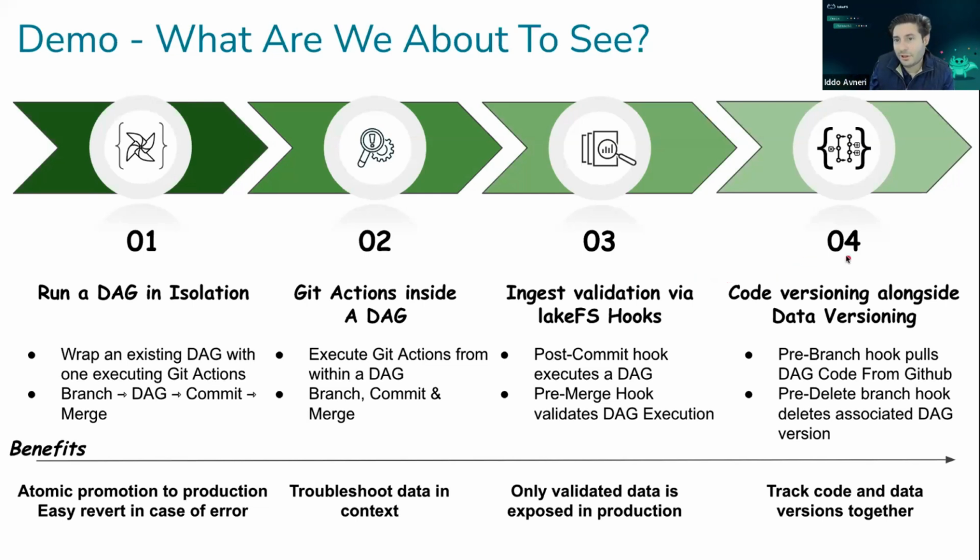And finally, we'll talk about ways to version the code alongside the data, which means that you can now connect the execution of a DAG with the specific version of a DAG with a specific version of the data. This is very, very powerful for many use cases, machine learning or ops specifically, but not only. And we'll walk through these.